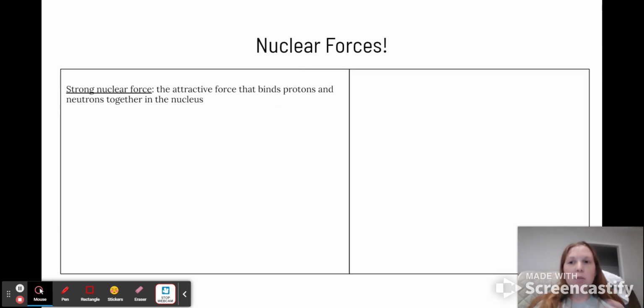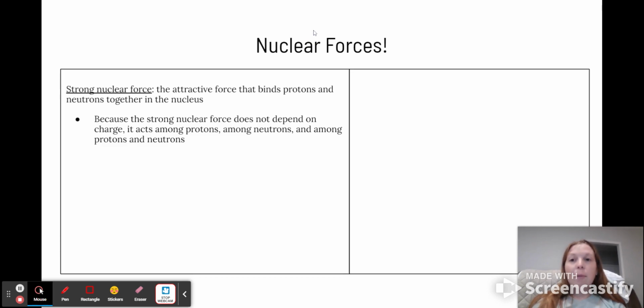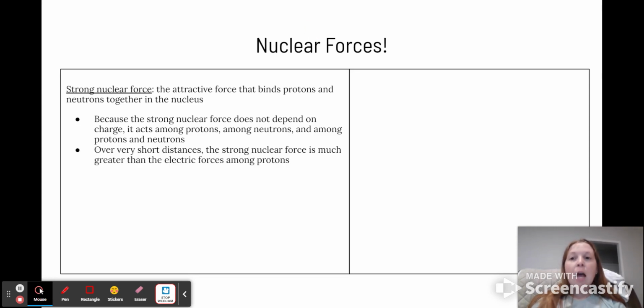and this is an attractive force that binds protons and neutrons together in the nucleus, and we know based on radioactive decay that the nucleus is what changes. And because this strong force does not depend on charge, it acts on protons and neutrons together. Over really, really short distances, this strong nuclear force is much greater than the electric forces among the protons in terms of repulsions or attractions to electrons, which is also one reason why they don't collide into the nucleus.